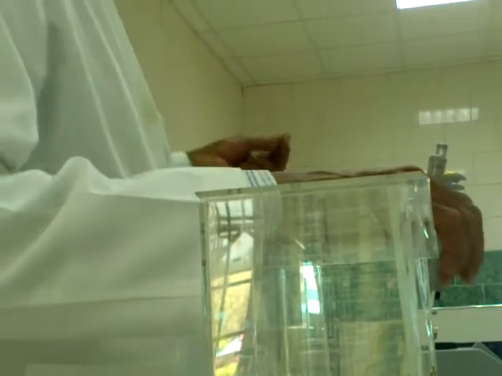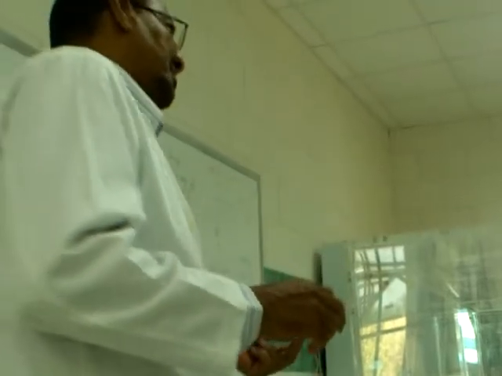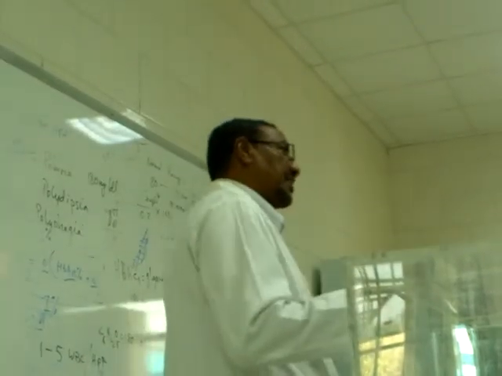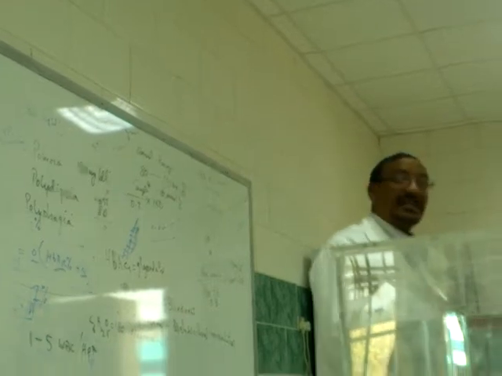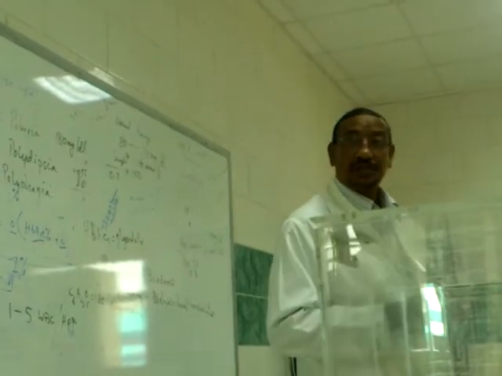Benedict's reagent, the reaction which we will use to determine glucose. It was an enzymatic method. Enzymatic method, you mean the method? Reaction of glucose with enzyme. Okay? Reaction of glucose with enzyme.